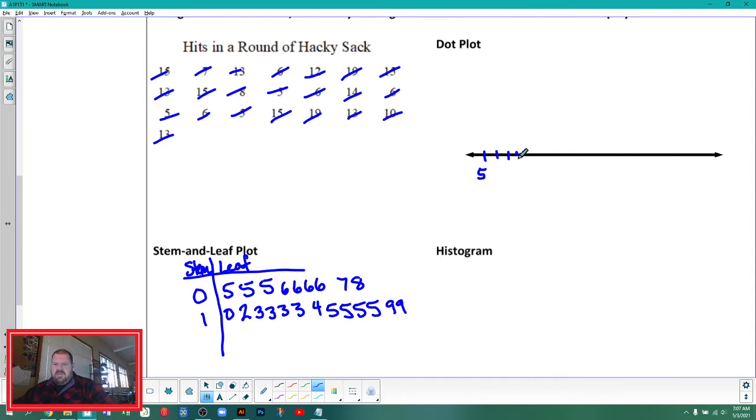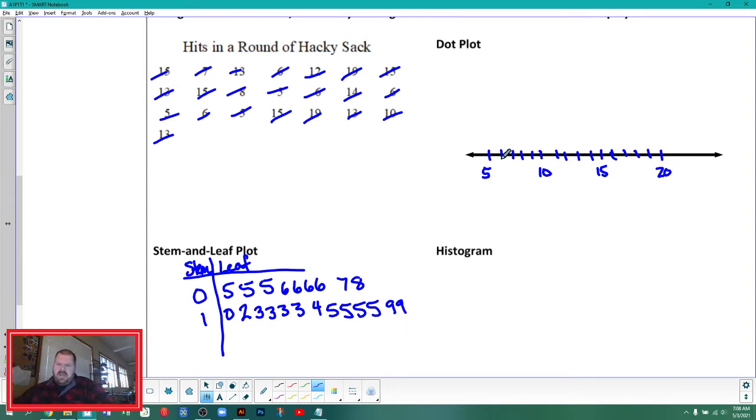5, 6, 7, 8, 9, 10, 11, 12, 13, 14, 15, 16, 17, 18, 19. We'll go to 20. I guess 20 is over 1, isn't it? Oops. That is not going to work. Okay. We've got a big enough scale here.